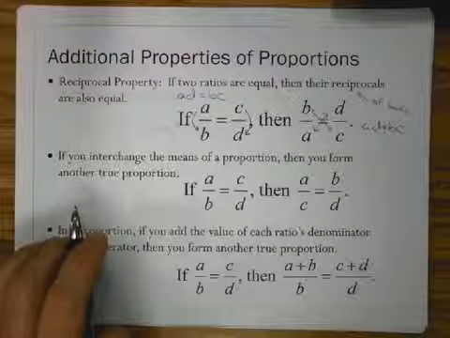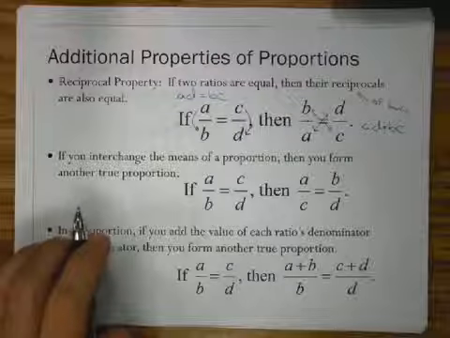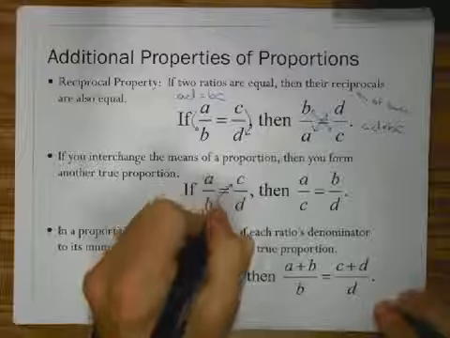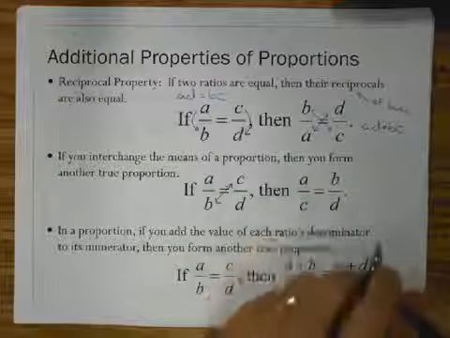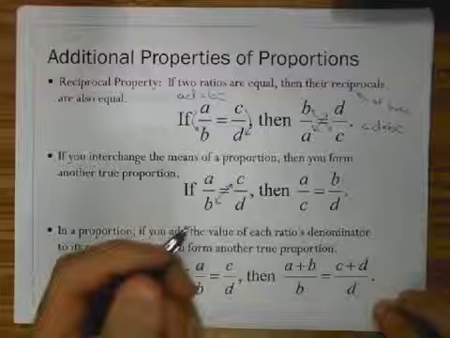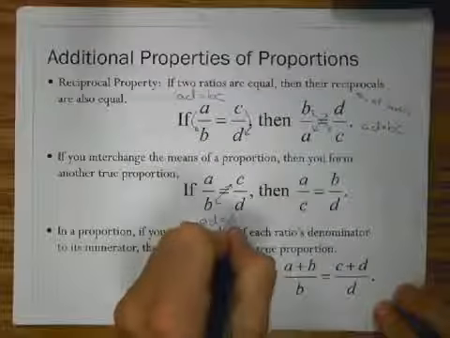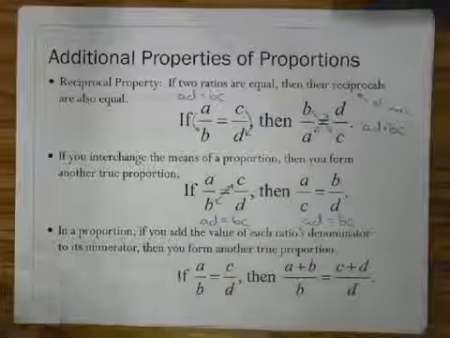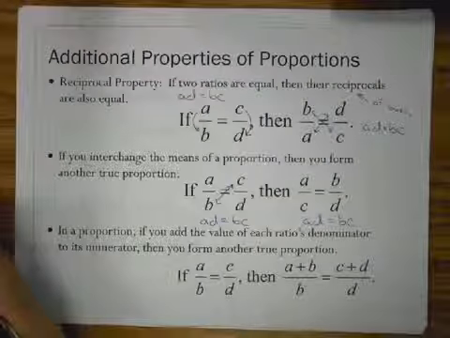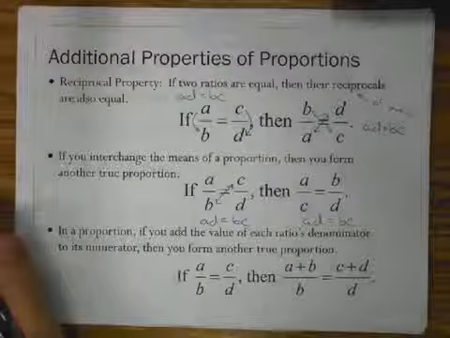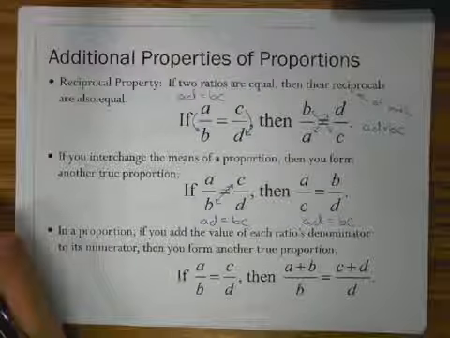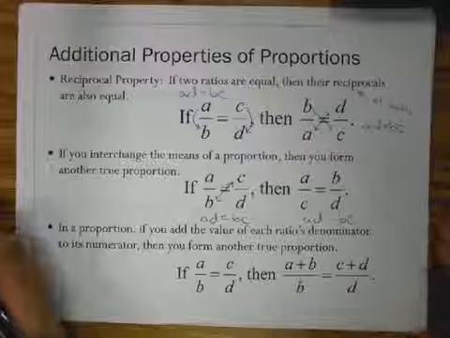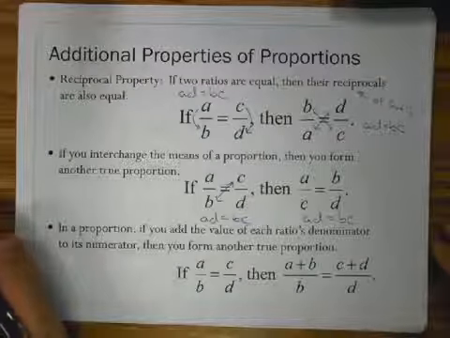Our second property says if you interchange the means of a proportion, then you form another true proportion. Our means are going to be B and C. So if I switched these two, now C is down underneath A, B is above, they're also the same. Again, let's look at cross product. A times D equals B times C, and A times D equals B times C. The cross product stays the same, therefore if we were solving, it still maintains. So we may see the means flipped at times. Doesn't change it, we just have to learn how to identify that.